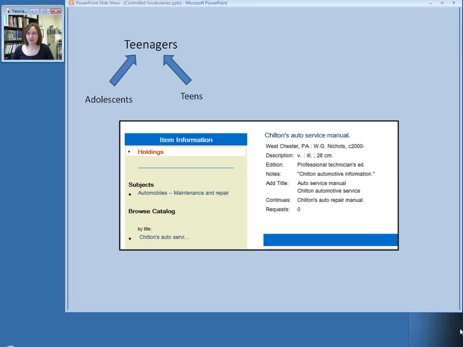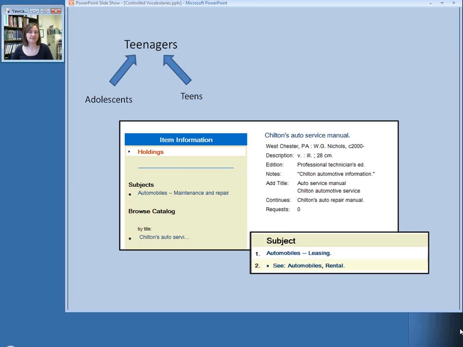This in turn will make it easier for your patrons, the users of your catalog, to find the items they're looking for. All the items on a specific subject are brought together under the same term from the controlled vocabulary. So, for example, all your Chilton's auto service manuals would be brought together under automobiles, maintenance and repair, and you'll see that listed in the subjects on the side.